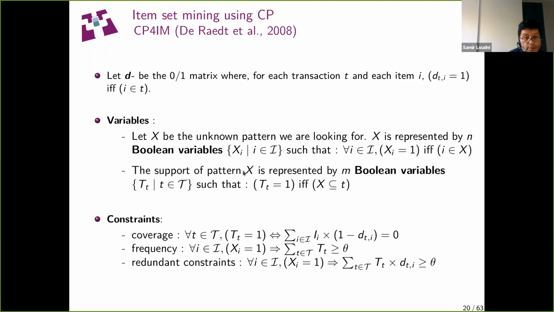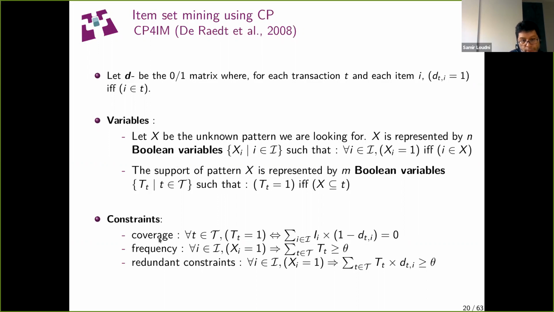In addition to these variables, we use a binary representation of the dataset to represent the presence of the items i in the transaction. This is given by this matrix D(T,I). So if item i is present in the transaction T, we have value 1. Okay, so from this model, after we have defined these variables, we can impose some constraints.